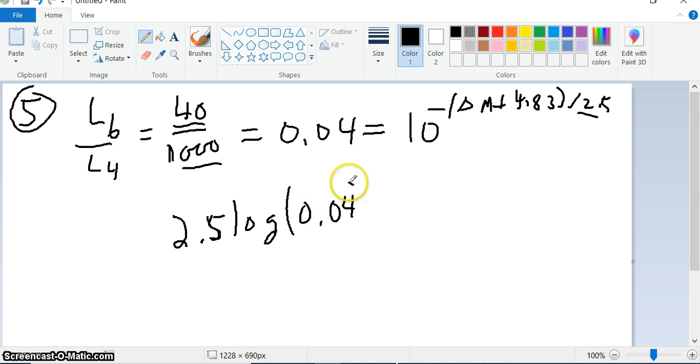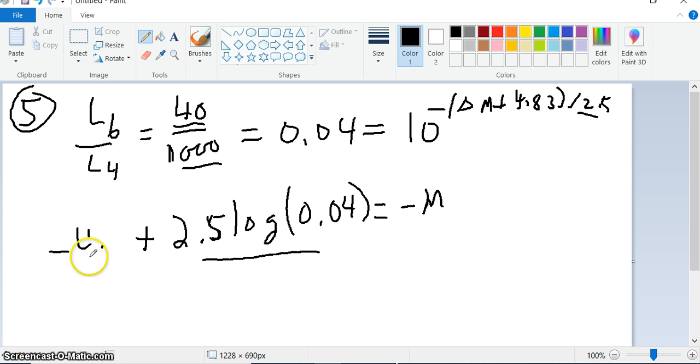2.5 times the log of 0.04. All right, so that's basically the idea here, and so that's going to equal negative the magnitude, and then you're going to bring a negative 4.83 to the other side. So this is going to be negative anyway, and then plus a negative 4.83. So here's approximately what I get for the magnitude.